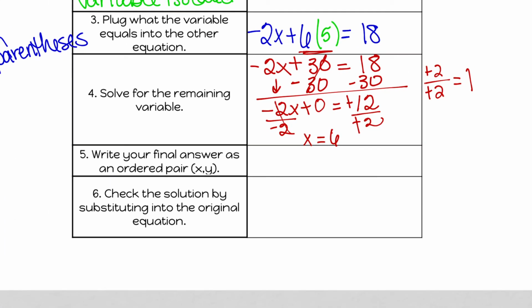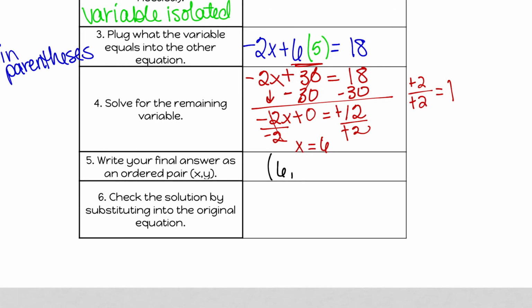Now we're going to write our final answer as an ordered pair. Our ordered pair here is going to be 6, 5. X always comes first. X comes first in the alphabet, so it will always be X, Y.